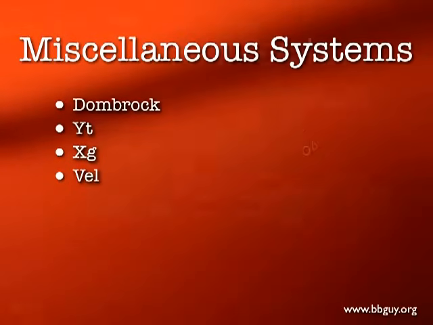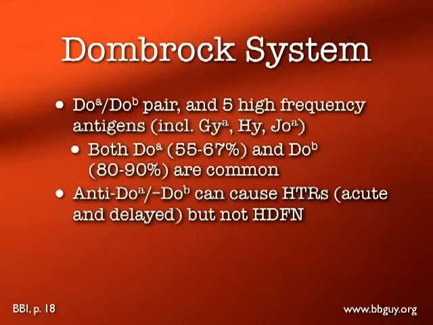A couple of different systems that I should mention before we go away include Dombrach, YT, XG, and VEL. VEL is actually not a system, it's an antigen. More on that in a second. Dombrach has a pair, DOA and DOB, as well as 5 additional antigens that are in the Dombrach system, and you see them listed there. Both DOA and DOB are common, and the antibodies can cause acute hemolytic transfusion reactions as well as delayed hemolytic transfusion reactions. So they're significant, but they don't cause hemolytic disease of the fetus and newborn.